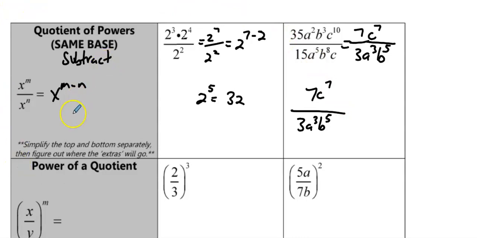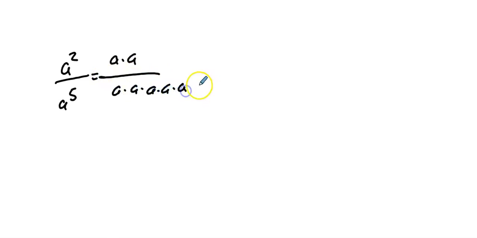And let's show you a simpler version of that. So if we looked at the a squared over a to the 5th, a times a over a times a times a to the 5th, so cross cross, and I'm left with a cubed on the bottom. So hopefully that makes a little more sense.